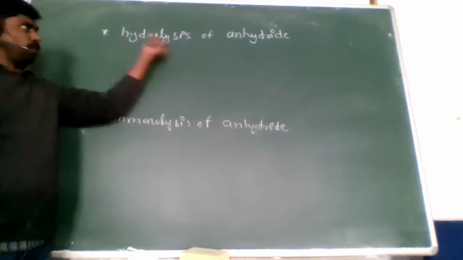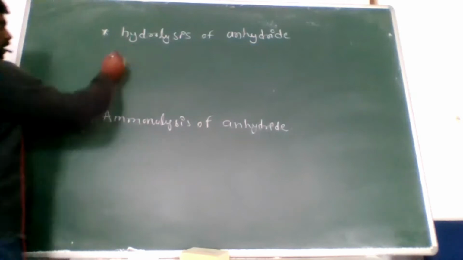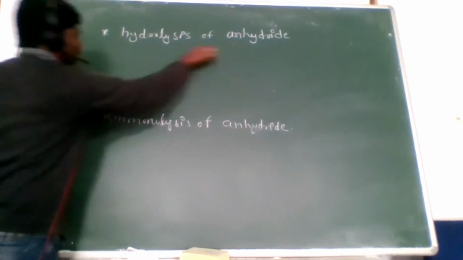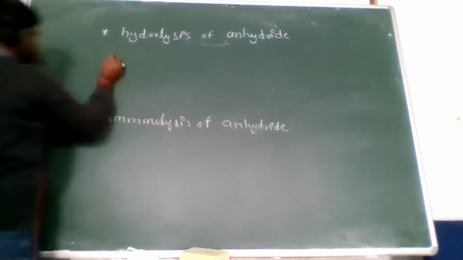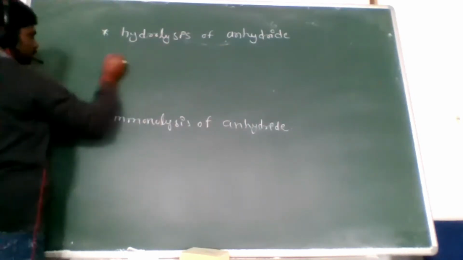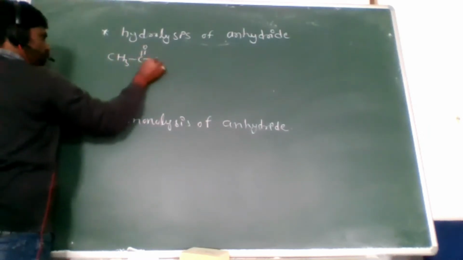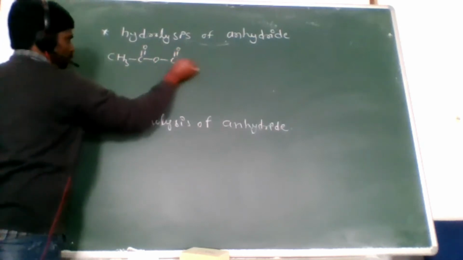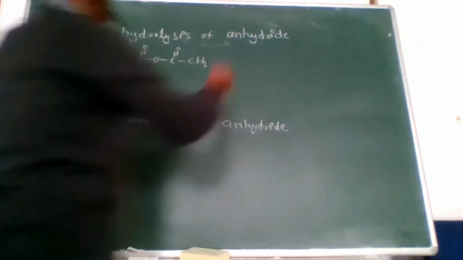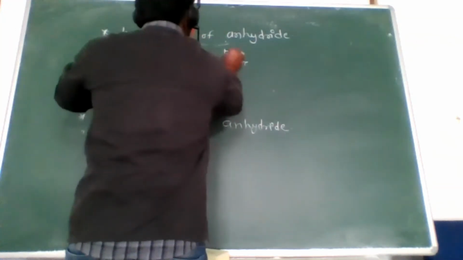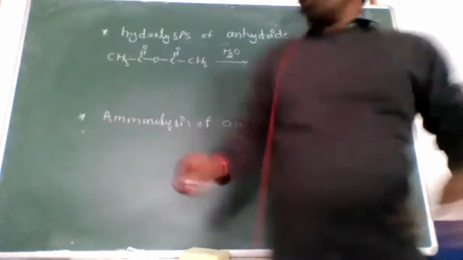Here, adding a water molecule to the anhydride. So let us go. First of all, look at here. When anhydride is hydrolysed, not amide, anhydride. CH3 C double bond O, C double bond O, CH3. This is acetic anhydride. When acetic anhydride is hydrolysed, when you are adding a water molecule to that, now look at here.